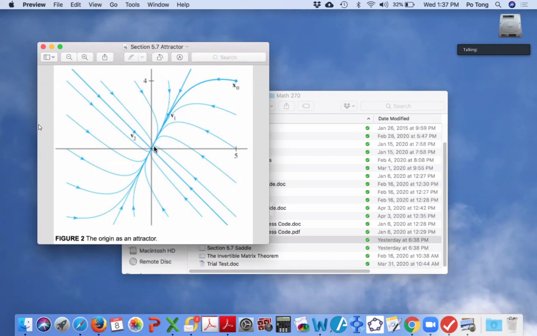As time goes to infinity, all these things are going to zero. All these paths, no matter what path you take, you are going to go to zero as time goes to infinity. Can you see that from this picture? Now, from the equation, you can also see the same thing.